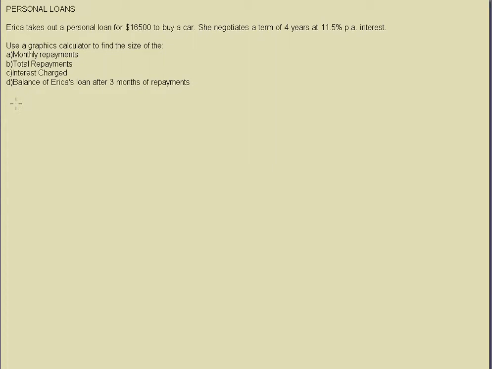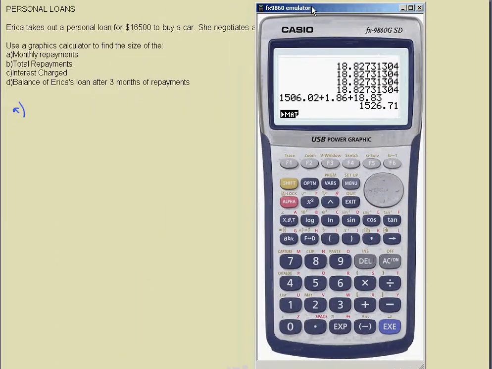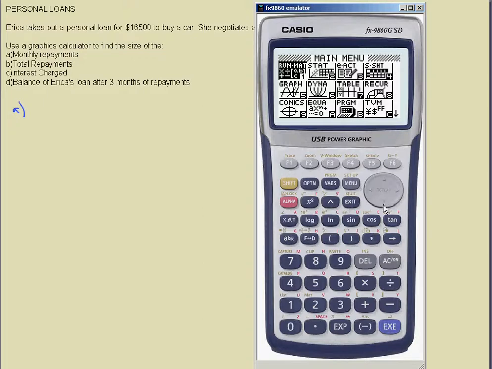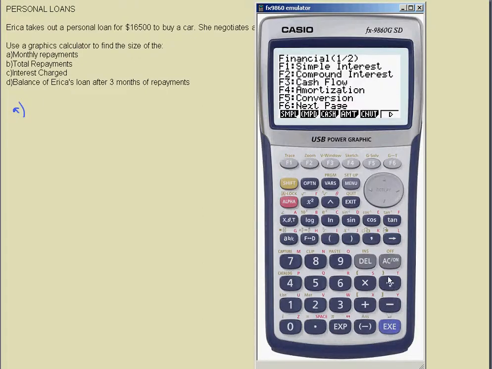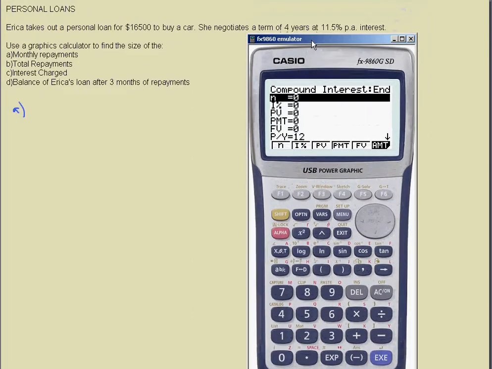So in part A, let's pull it up. And remembering we want to find our TVM, our financial section, and we're interested in compound interest. So let's put in some of the details.